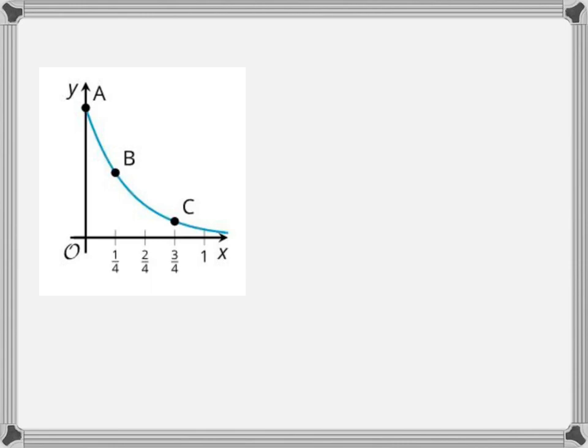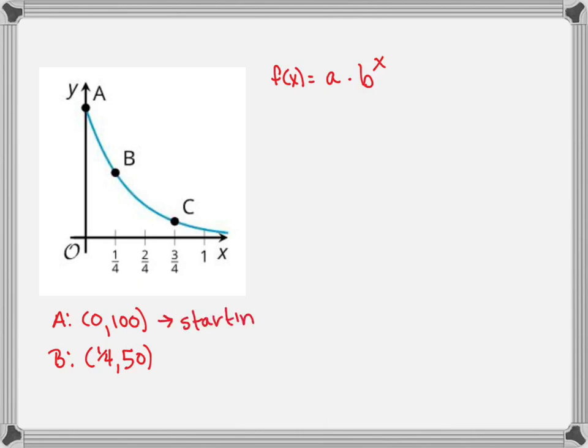Okay, let's look at another graph. Here we have an exponential decay function with 3 points. Let's say point A has coordinates 0, 100, and point B has coordinates 1/4, 50. So my function, f of x equals a times b to the x. We know what a is. Our starting value is 100. So f of x equals 100 times something to the x power.